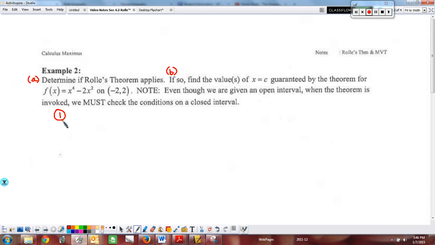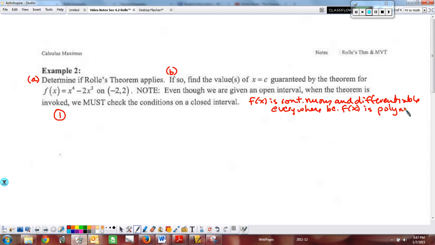So 1, we need to talk about continuity and differentiability. Now, just as a fact, we know that f of x is continuous and differentiable everywhere. And you might think to yourself, why do we know that? What kind of a function is f of x? It's a polynomial, because f of x is a polynomial. So that's a fact. And because of this fact, I get to say that f of x is continuous on [-2, 2]. Okay?